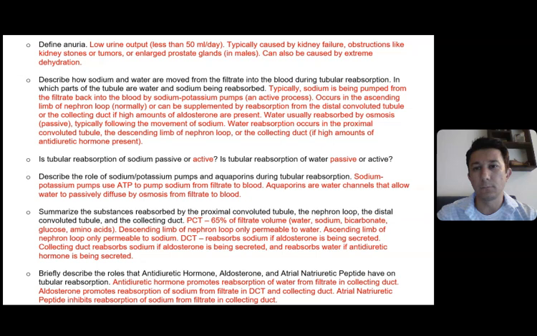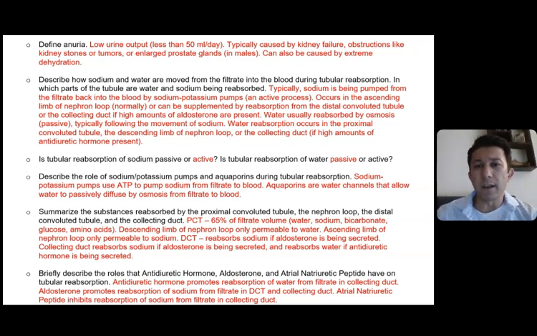Water is typically going to be reabsorbed by osmosis, which is a passive transport mechanism, and water is typically going to follow sodium. So when sodium is being pumped back into the bloodstream from the filtrate, water is typically going to follow it by osmosis. Water reabsorption typically occurs in the proximal convoluted tubule, where the majority of water reabsorption takes place, just like where the majority of other nutrients and electrolytes are being reabsorbed, as well as the descending limb of the nephron loop.